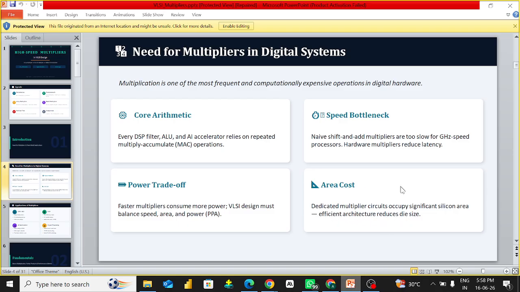So for that purpose, you must think, if you are building a multiplier, it should be cost efficient and the area should be as low as possible. Okay, if you are doing it that way, ultimately your PPA will be in a balanced mode.